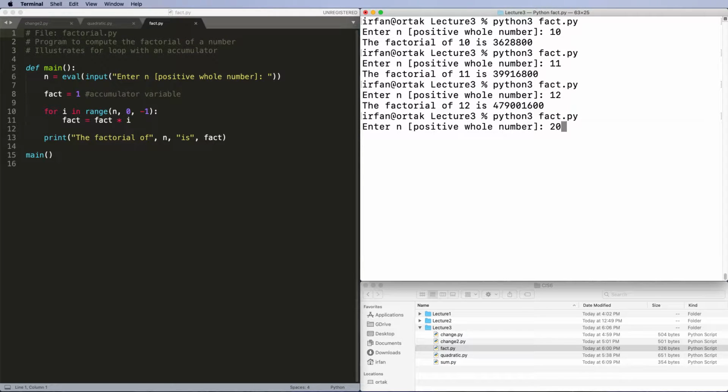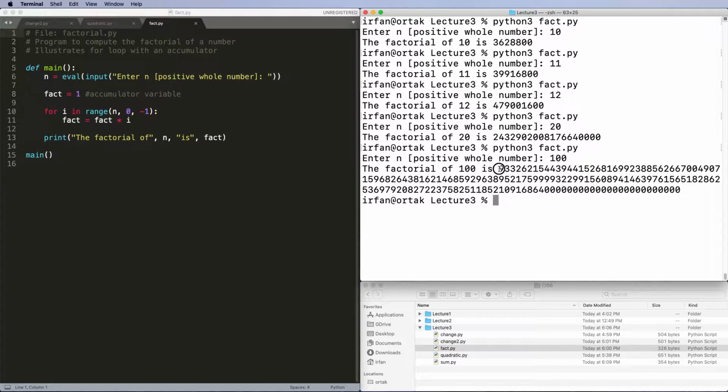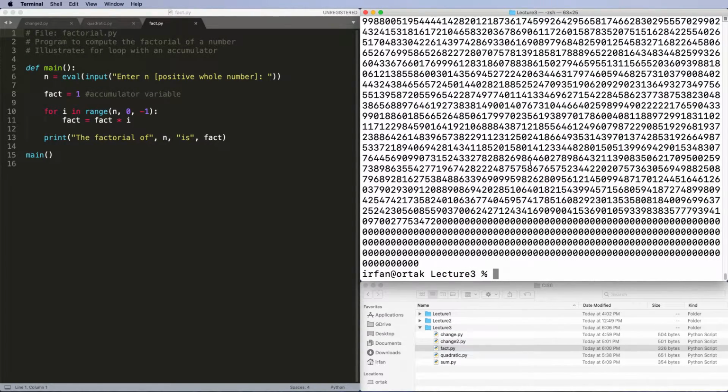So what is 20 factorial? It's a pretty huge number. So how about 100 factorial? This is a pretty big number. I'll do one more example. And then what is 1000 factorial? This is an incredibly huge number.